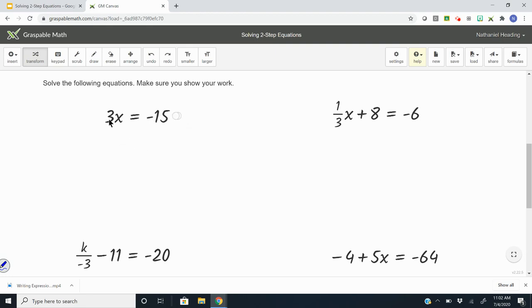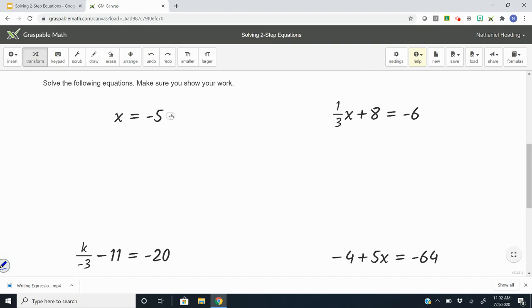Next, I have this 3x. So to undo times 3, I'm going to take 3, drag it under, and it turns to division. So instead of multiplying by 3, I'm dividing by 3. And when I do that calculation, I get a solution of negative 5.